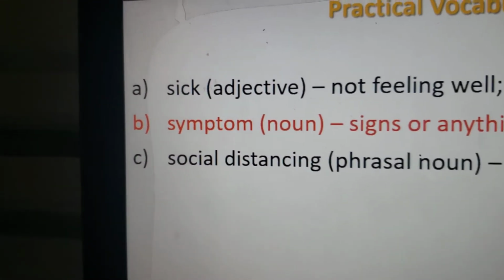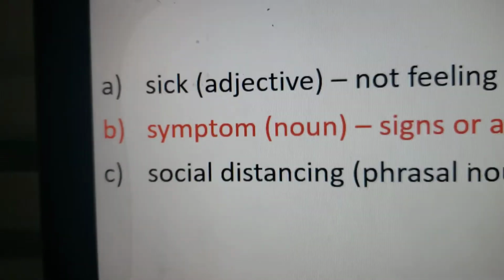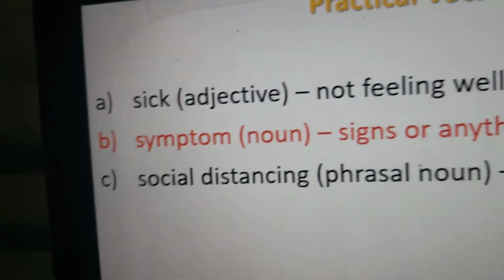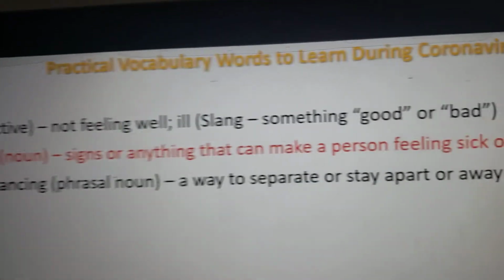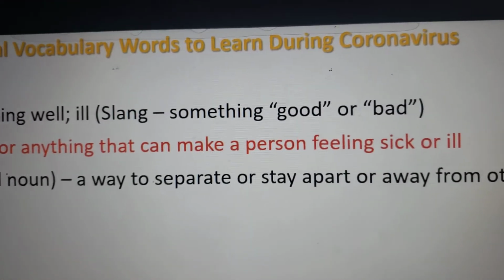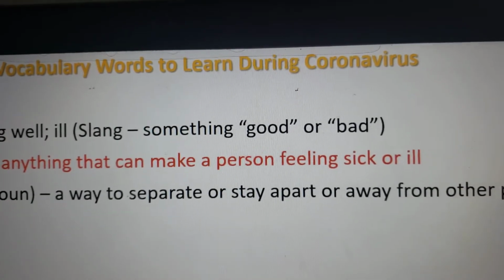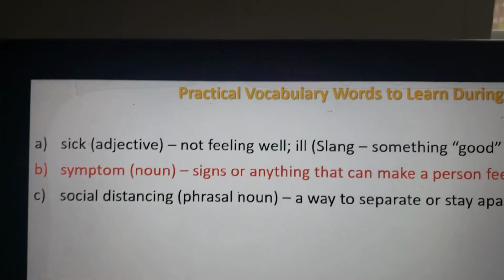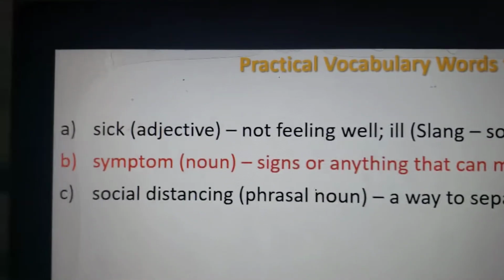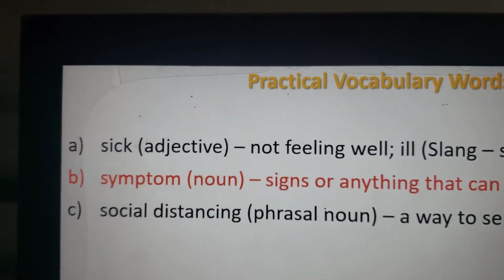Social distancing. Social distancing has two words, so this is called a phrasal noun. Social distancing is a way to separate or to stay apart or away from other people. Social distancing.